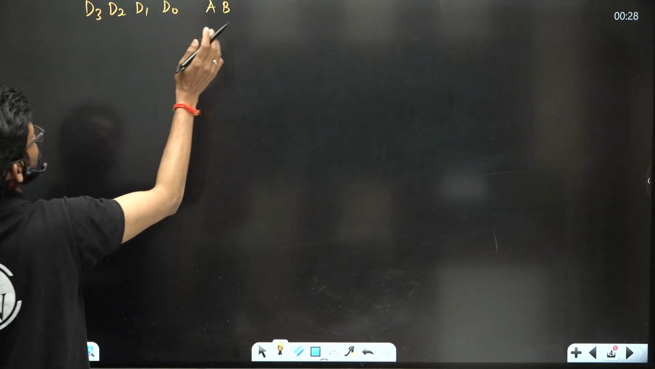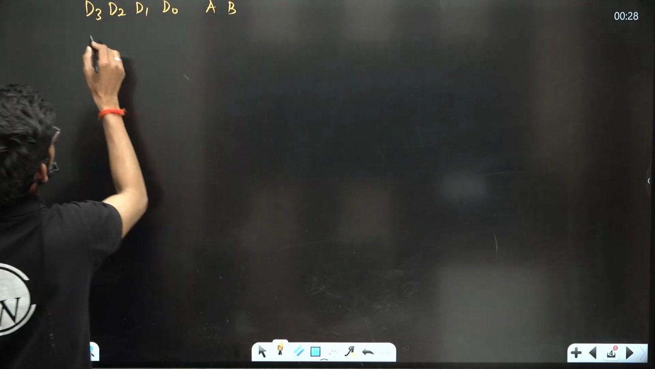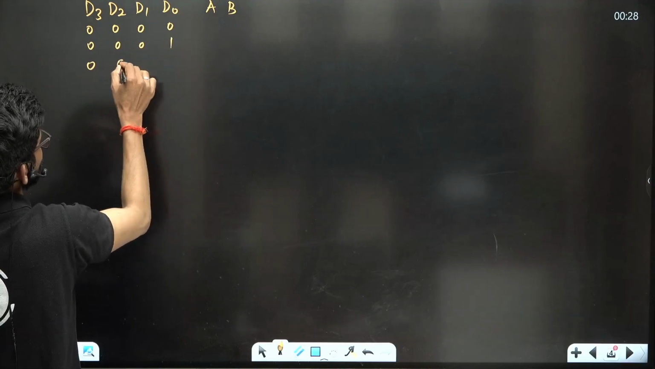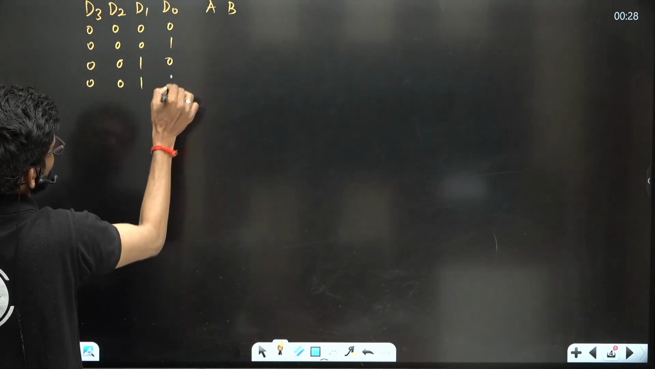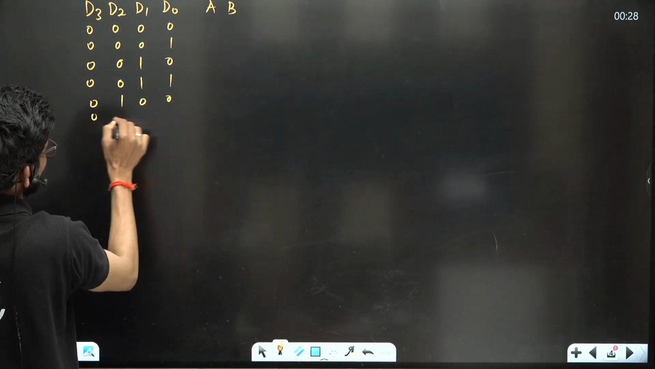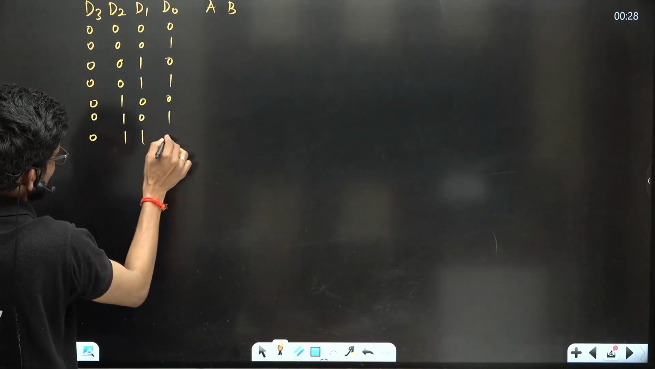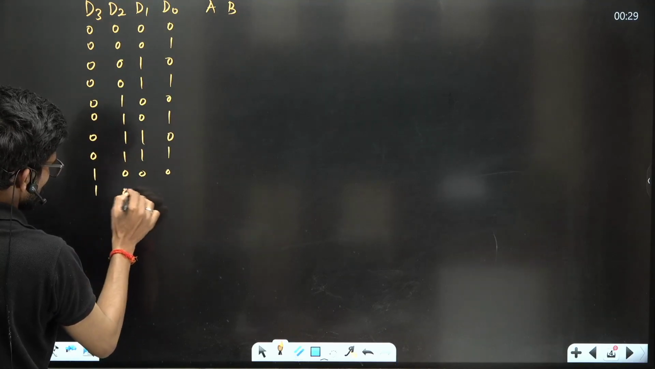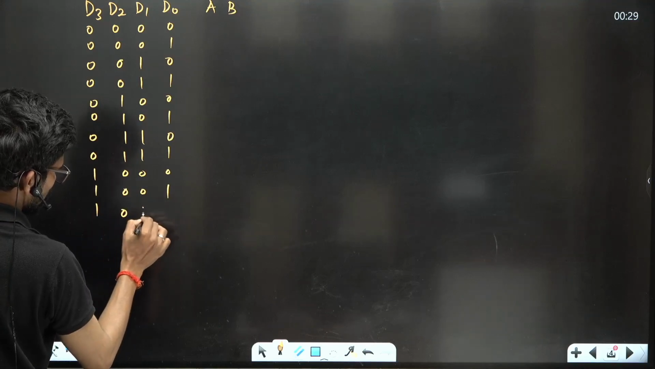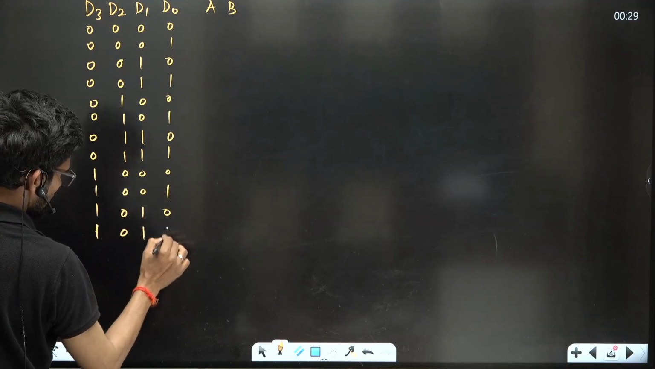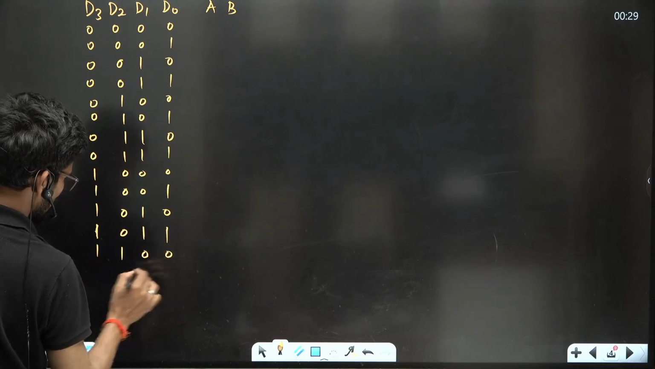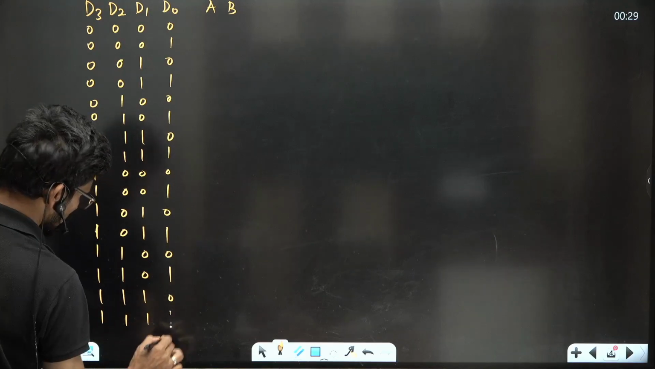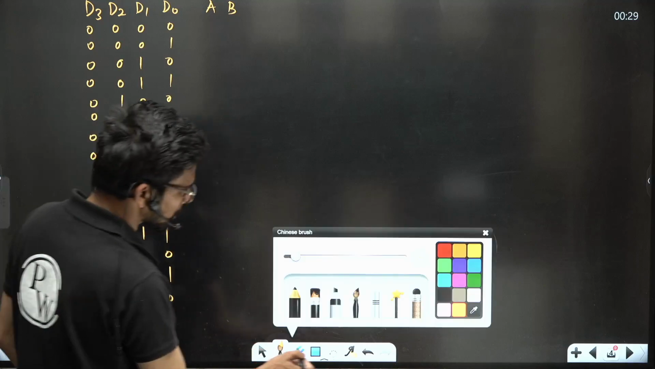So we take it as 0000 up to 1111, which is 0 to 15. There are 16 input combinations.